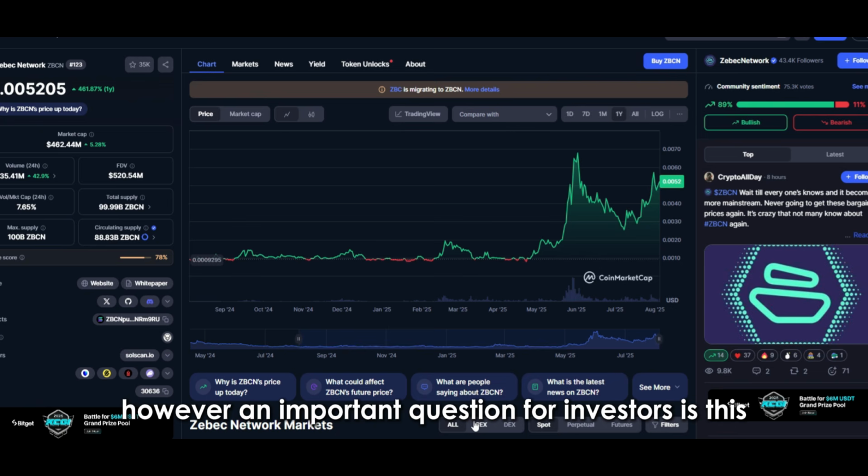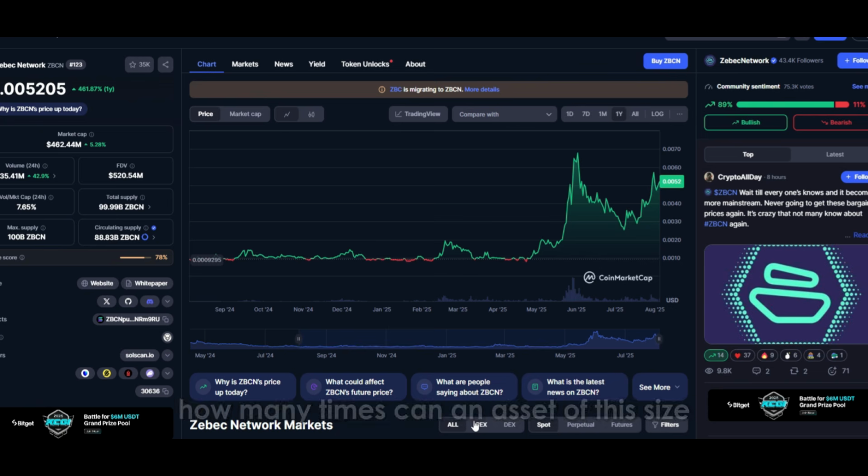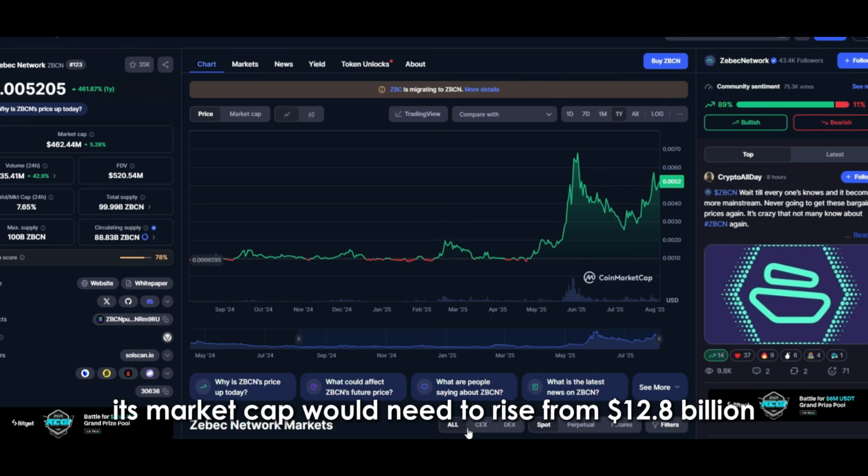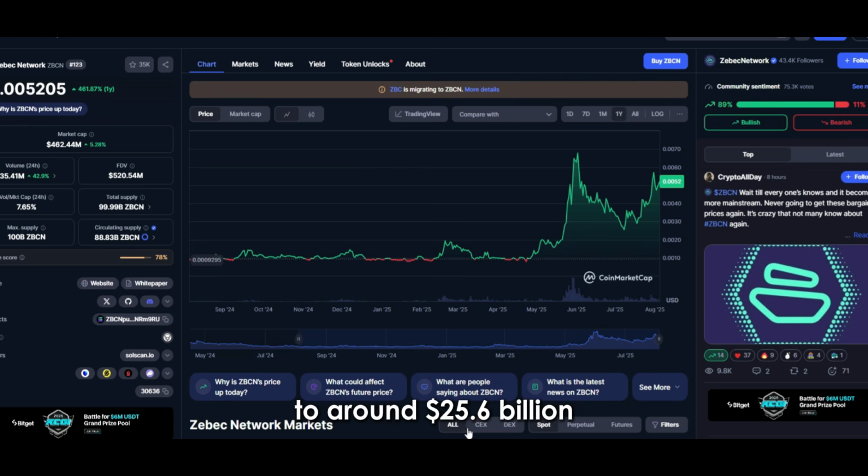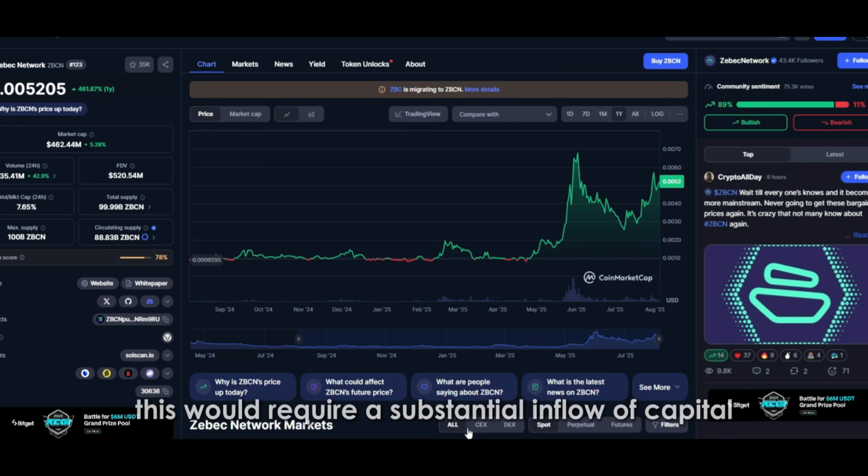However, an important question for investors is this: how many times can an asset of this size realistically increase in value in the short or medium term? For instance, for XLM's price to double, its market cap would need to rise from $12.8 billion to around $25.6 billion. This would require a substantial inflow of capital.